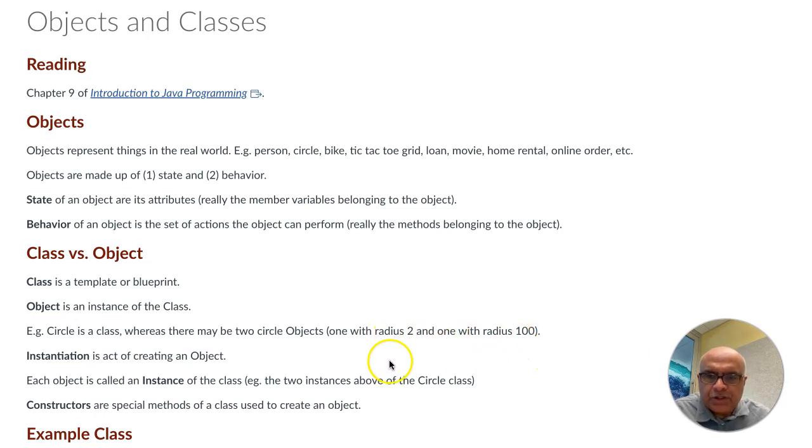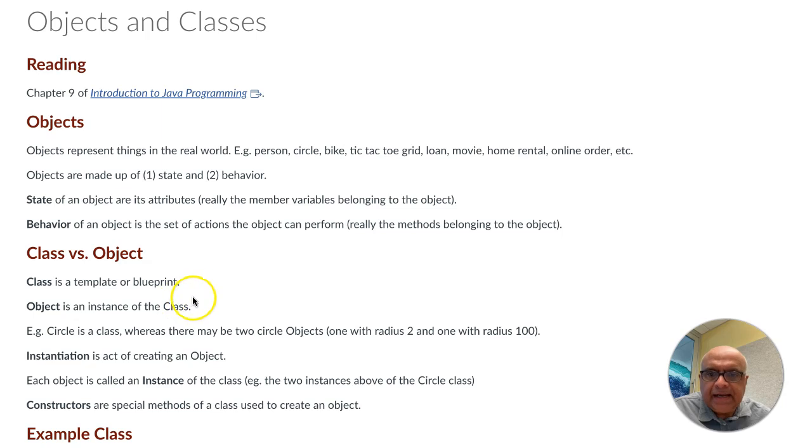The word instantiation refers to the act of creating the object. Each object is an instance of the class, so above we had two instances of the class circle. Now you can create objects by using some special methods called constructors, which we'll look at in a bit.